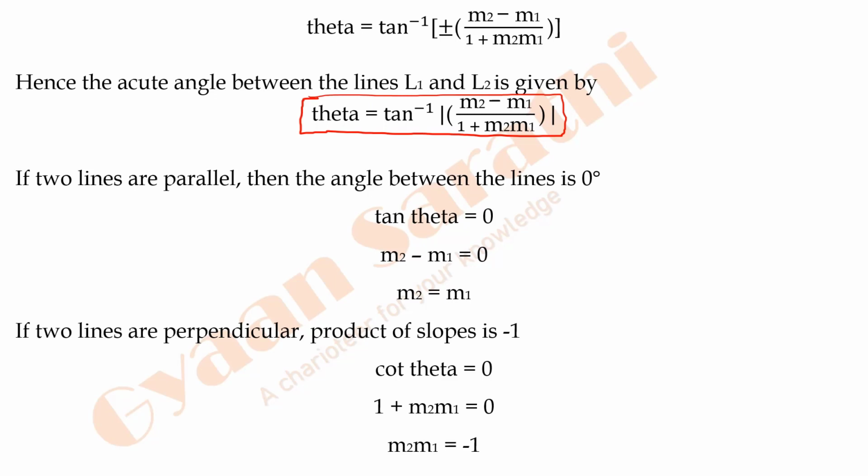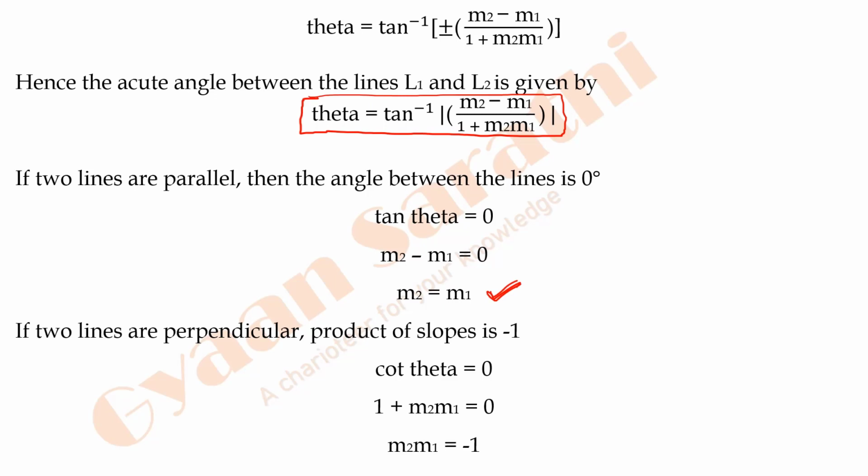Now in the case if two lines are parallel, the angle between the two lines will be 0. So tan theta would be 0. In that case, m2 minus m1 upon 1 plus m1 m2 should be 0. That is only possible when the numerator is 0, that is m2 minus m1 is equal to 0, that is m2 is equal to m1. As we had seen in one of the points in the previous slide, when two lines are parallel the slopes are equal. So we understood the reason from here why the slopes are equal.